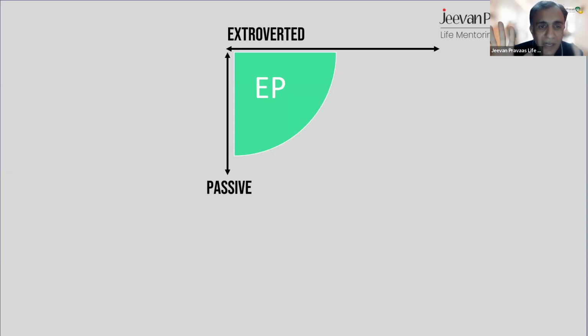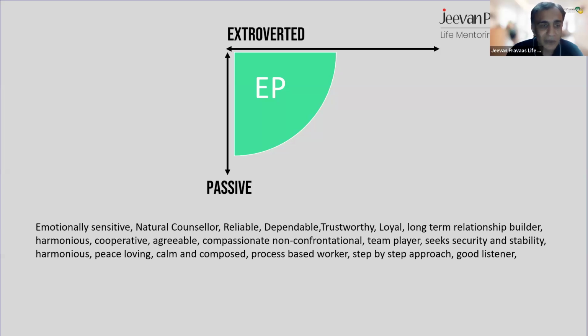When you look at them, they'll be very calm, composed, serene, not restless, very stable, very patient, very quiet. But when they look at you, they connect with you. So that is where the extroverted passive thing comes into place. So look at the keywords.